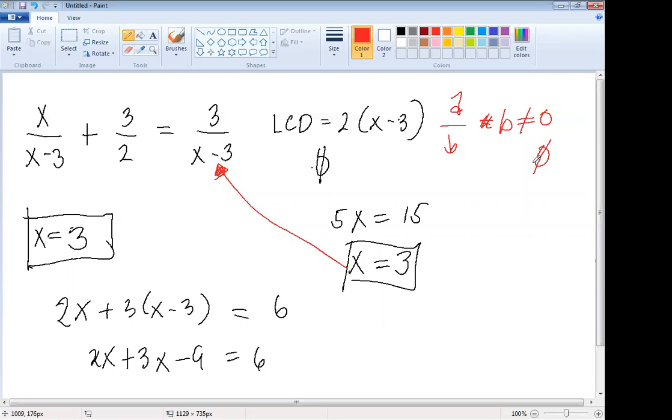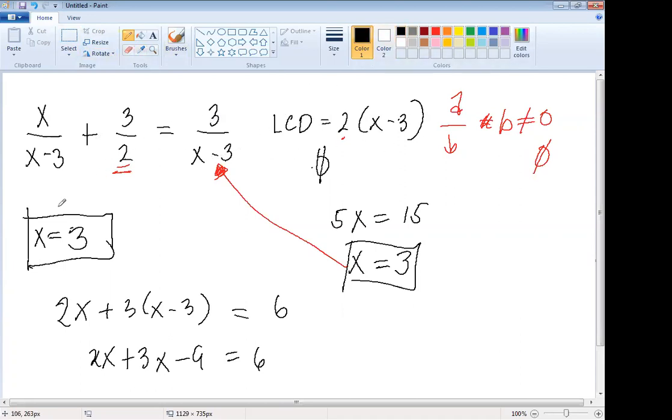Okay. So why is my answer no solution? Sir, can you explain it one more time, please? I still don't understand. Okay, so again, for example, we multiply, the LCD is 2, and we have x plus x minus 3, right?